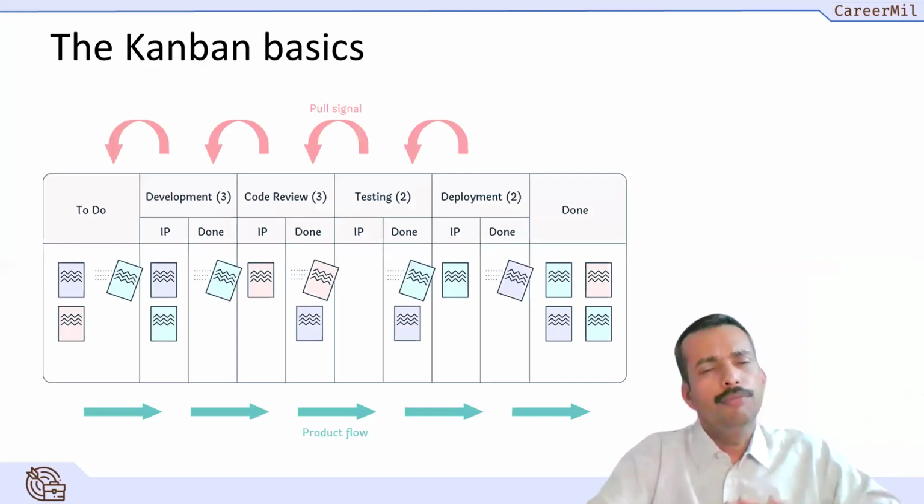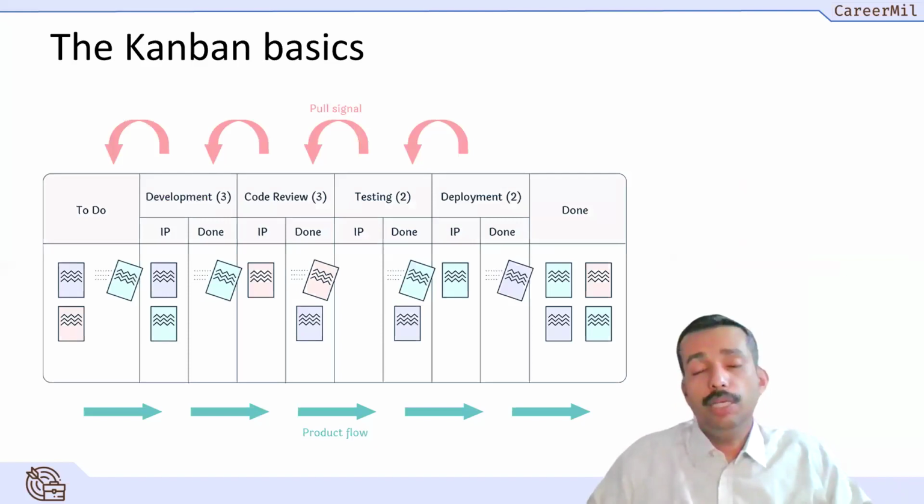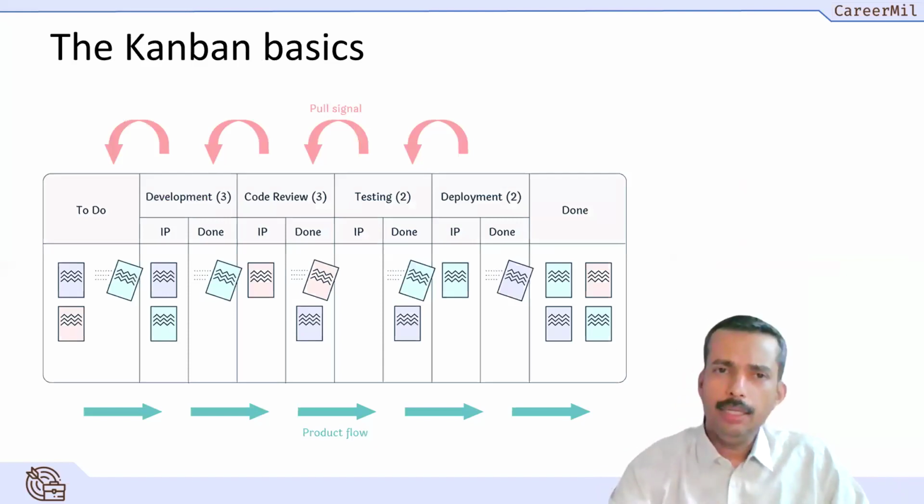So what you do is first you need to look at what are the different stages in our workflow. So you visualize the workflow stages, and that is this title that you see for each of these columns: development, code review, testing, deployment in this particular case. And then after it goes through all these stages, it moves to done.